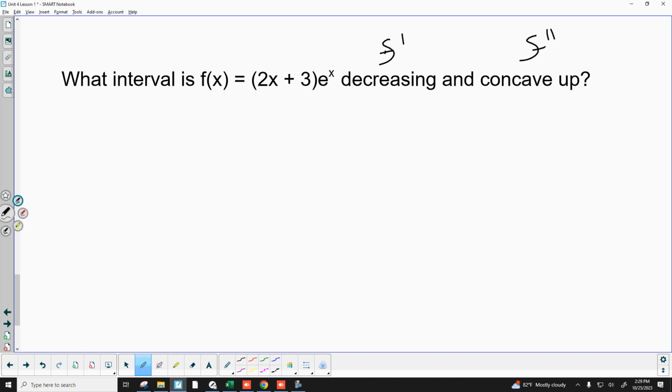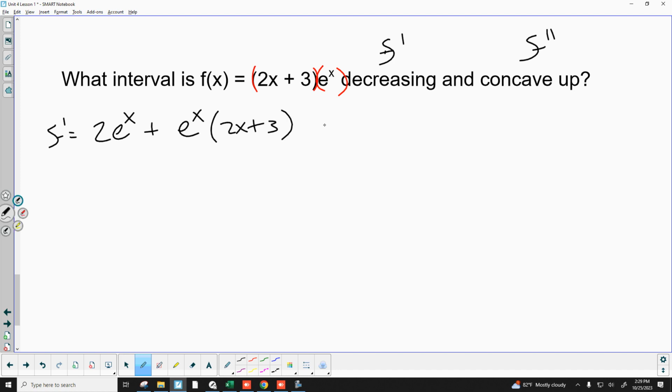Product. It's not e to something other than x. It's just e to the x. So I'm thinking if it's something other than x, then chain rule. I'm thinking product rule, so product rule. Keep going. Yeah, you're good. We got the derivative of 2x plus 3 times e to the x plus the derivative of e to the x times 2x plus 3.